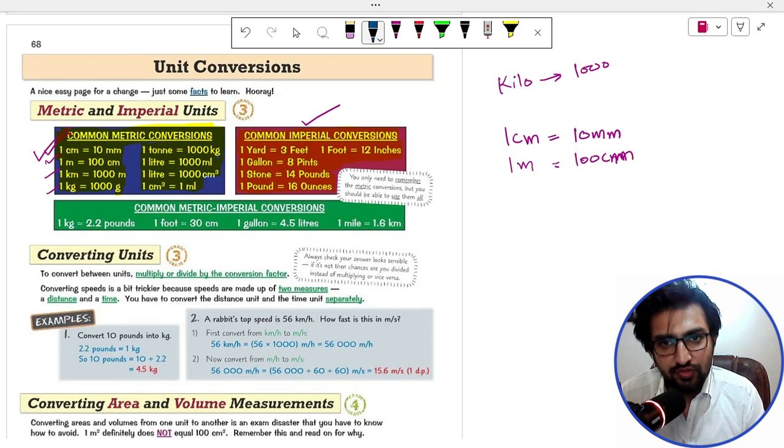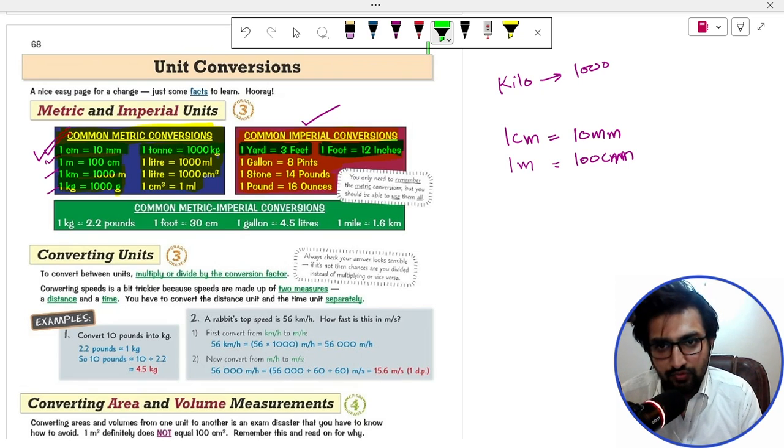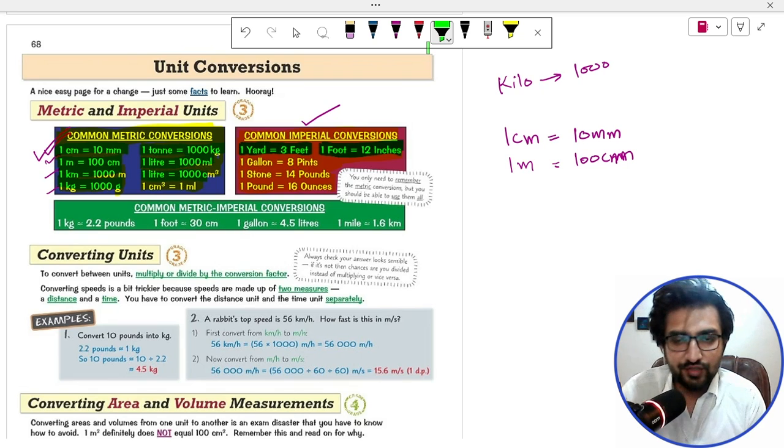By the way, let me highlight the important ones. This one is important, you should know this. 1 yard is equal to 3 feet, important. This one is important, that one is important, these four, and that one makes five. In common metric conversion all are important, but in common imperial conversion, if you know these two, it can work.